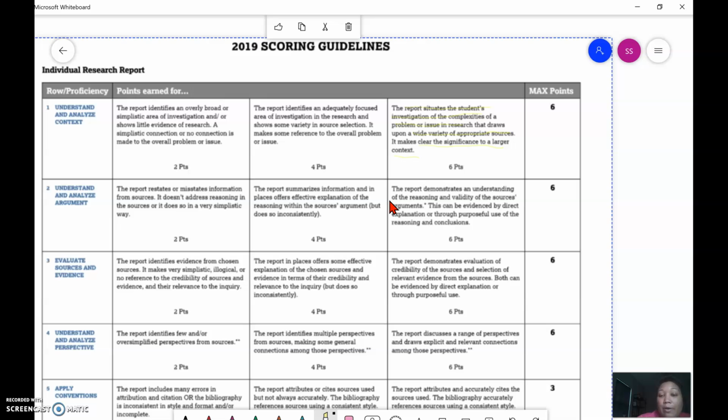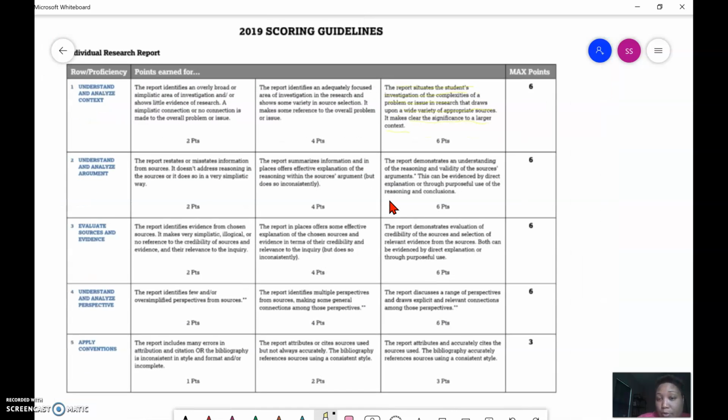So what they're talking about here is basically in-text citation or embedded quotes. All right, so make sure the report is doing that: understanding the validity of sources, with evidence shown by direct explanation or through purposeful use and reasoning. To get a proficient, the report summarizes information and offers effective explanation of reasoning within the source's argument, but does so inconsistently.